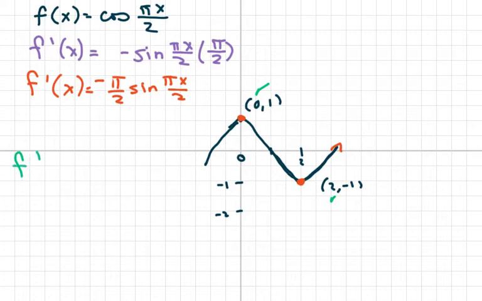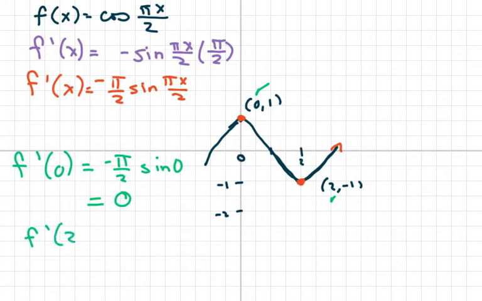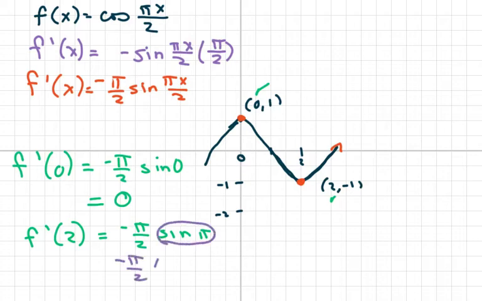So at 0, we're going to get negative pi over 2 times sine of 0. Well, sine of 0 is just 0, so this is all going to equal 0. And then we're going to take the derivative at 2, and that's going to be negative pi over 2 and sine of pi. Well, sine of pi is also 0, so that gives you 0, so they're both 0.